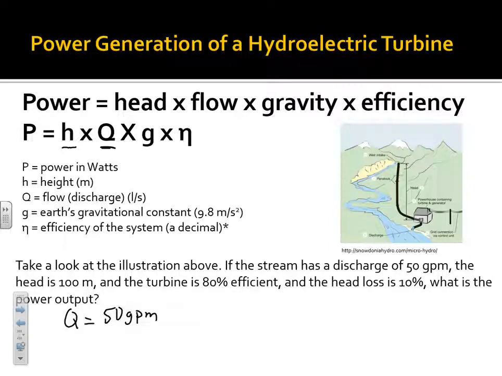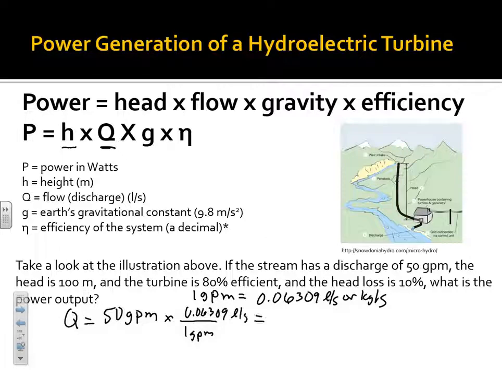1 gallon per minute, as it turns out, 1 GPM in terms of liters per second is 0.06309 liters per second or kilograms per second. So a simple conversion here. 1 GPM is equal to 0.06309 liters per second. Okay, and then we end up with 3.1545 liters per second. All right, so that's our discharge.